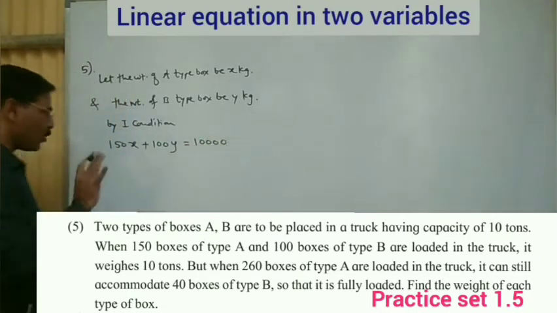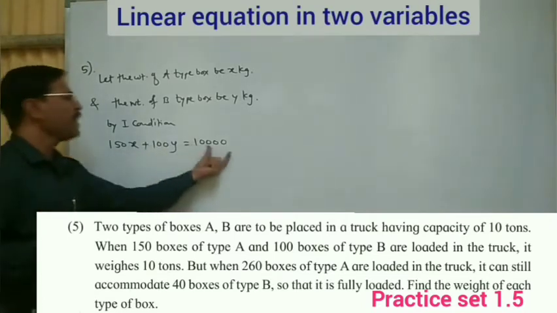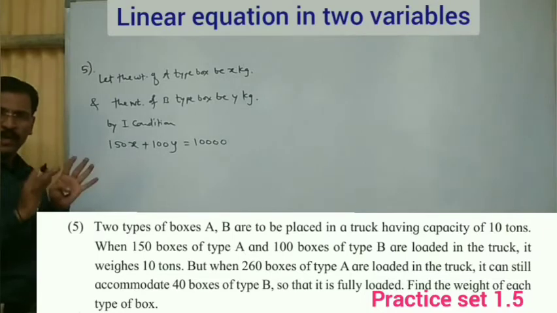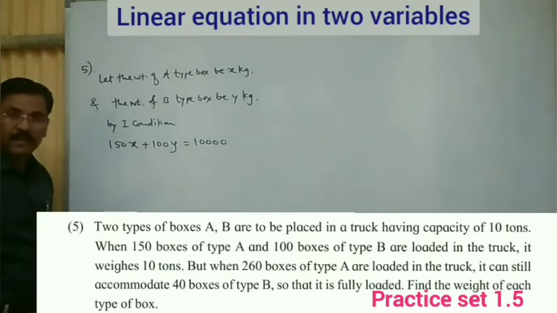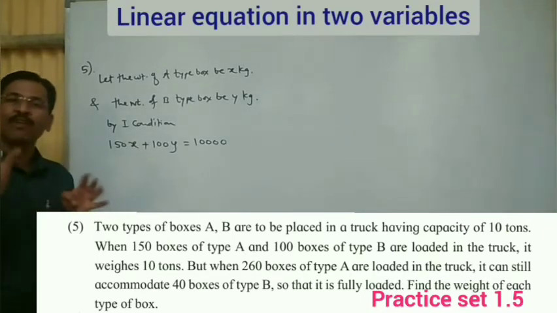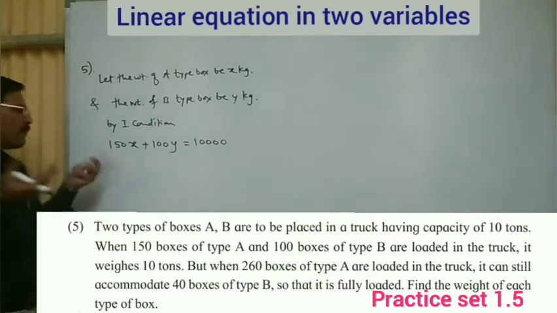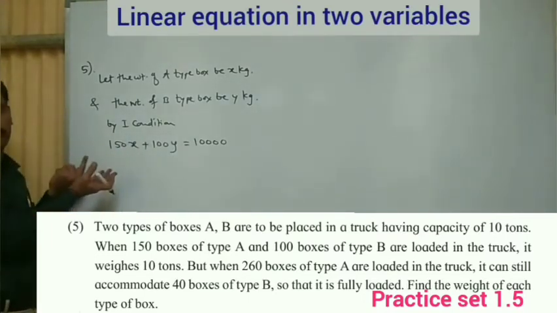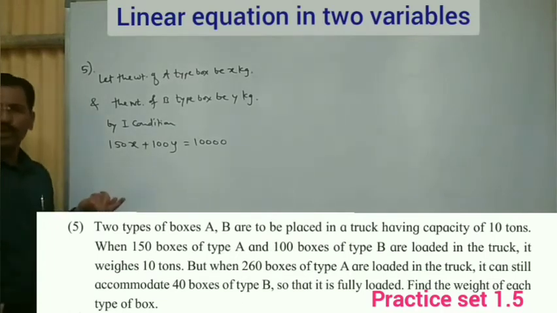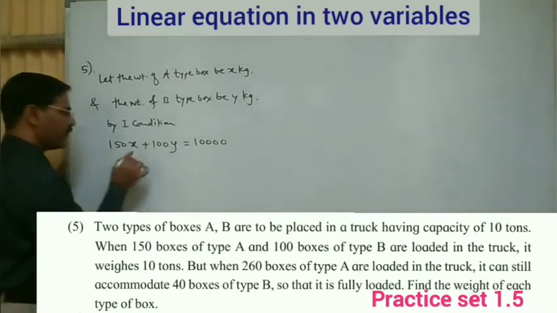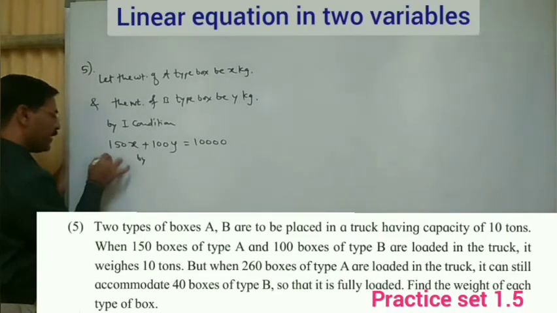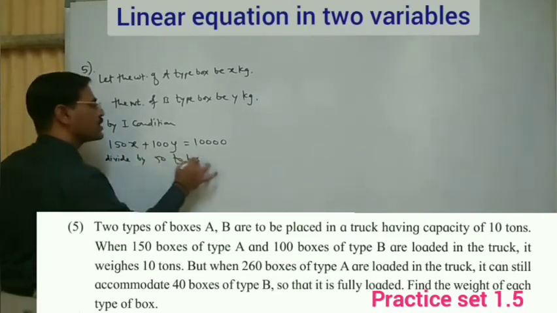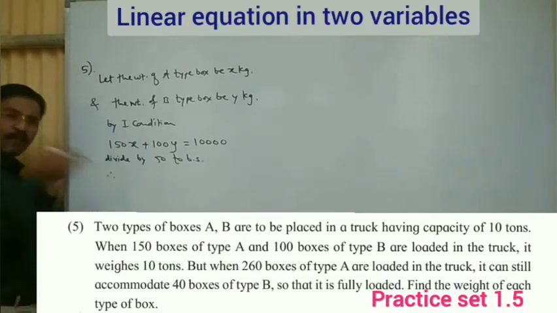You may divide here by 50 also to make an easy form, because in the next condition it is 260, 40, again 10,000. So we can divide by 10 also, or you may divide by 50 also. That depends upon yourself. I will divide by 50 to both sides. This is for our convenience.